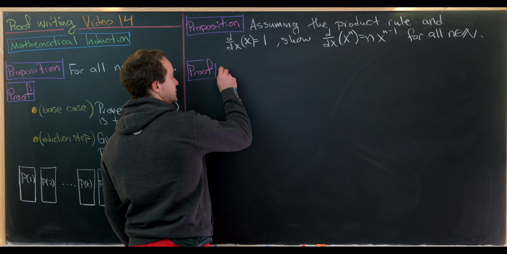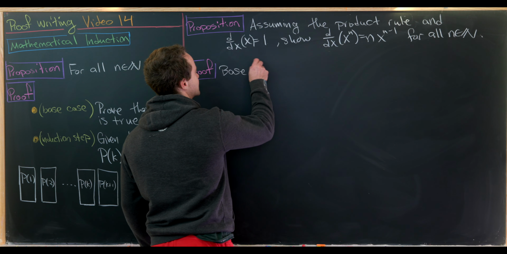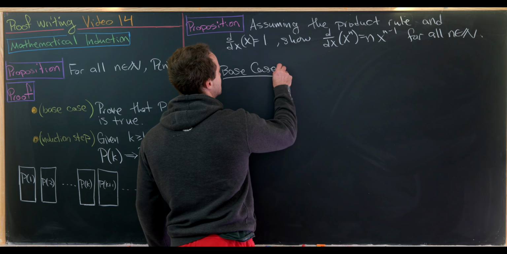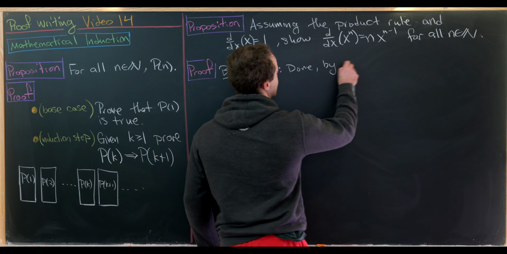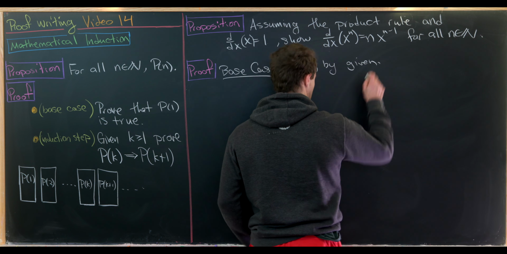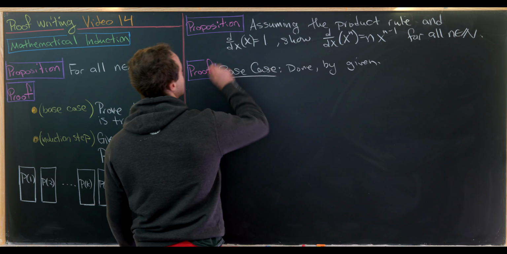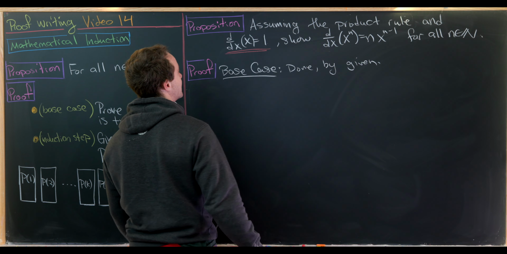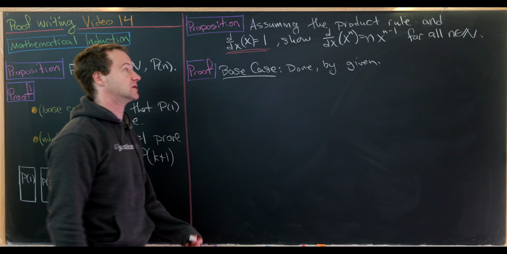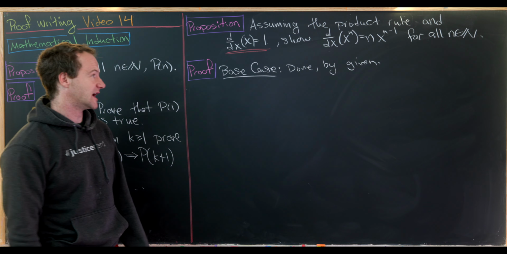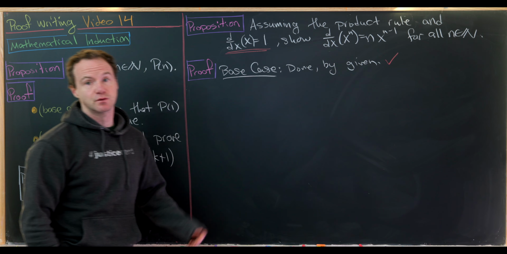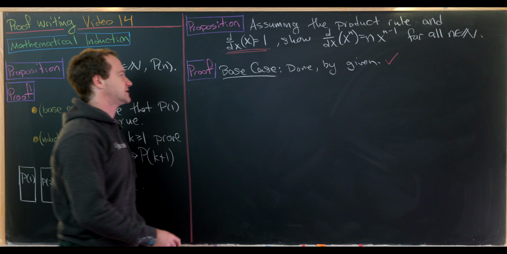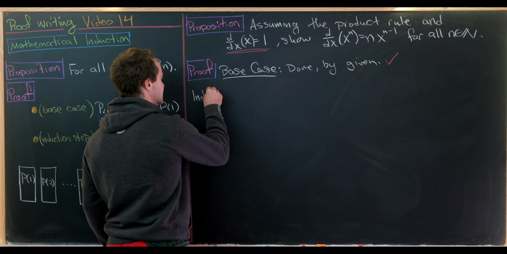Okay, so we'll do this just like we've done the others. Let's first look at the base case. Notice the base case is done here by the given. So notice that it's given right here. We are assuming that the derivative with respect to x of x^1 is 1 times x^0. So this is done. You know, and sometimes this will be the case. Okay, so now let's make our induction hypothesis.